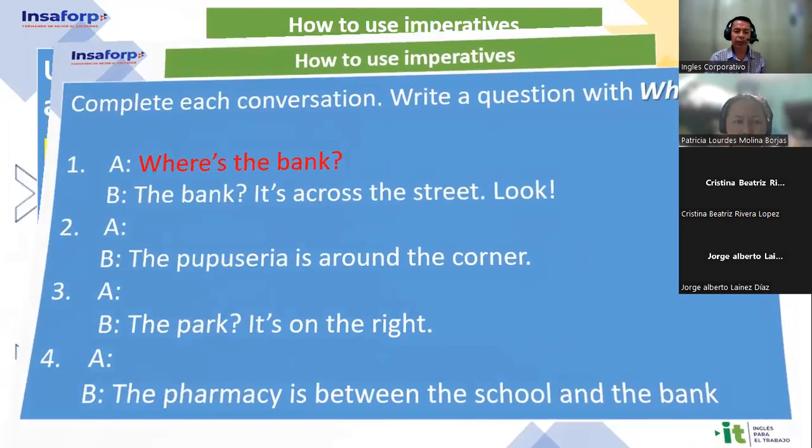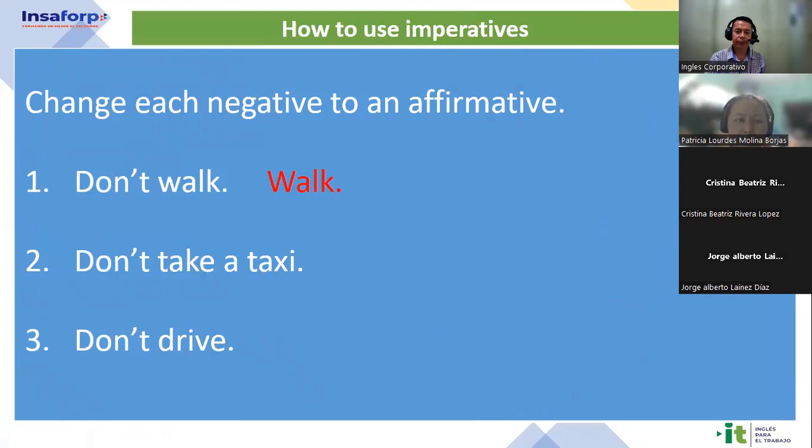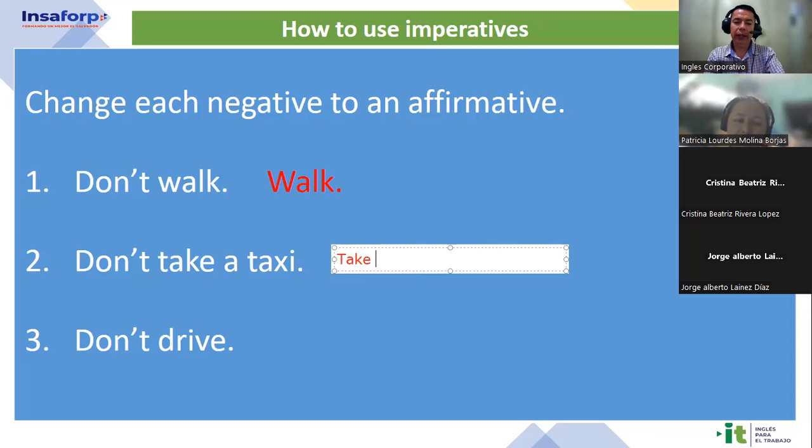So we're going to make a little exercise here. In this exercise, we're going to change the negative to the affirmative, right? Let's make it together. For example, don't walk, negative; walk, affirmative. Then Patty, please, don't take a taxi. What is the affirmative for don't take a taxi? Take a taxi.